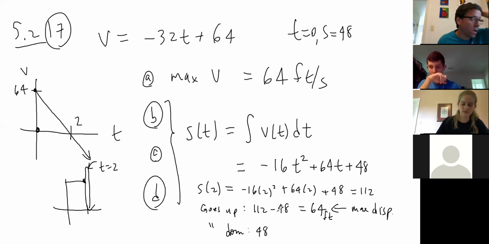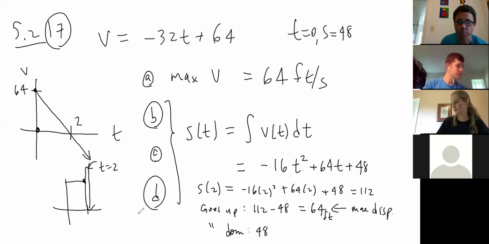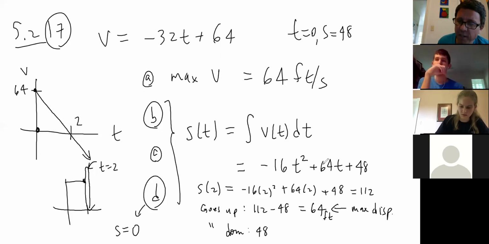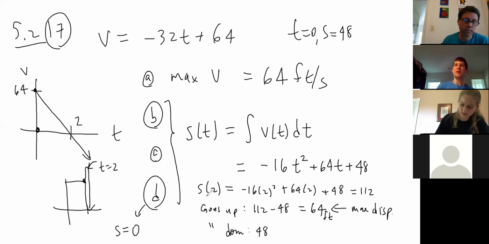And then the last one, when does it hit a height of 0? Well, that's for part D here. You can just set the position. And the only way to do that is using the quadratic formula. You might be able to factor that. I think you probably can factor. Tried that, but it doesn't work. Okay. Doesn't work? It doesn't work if you try to factor.